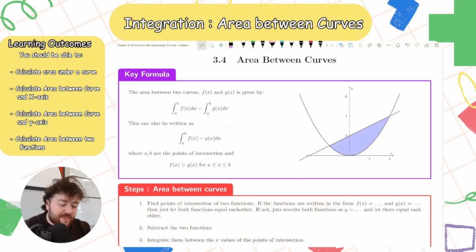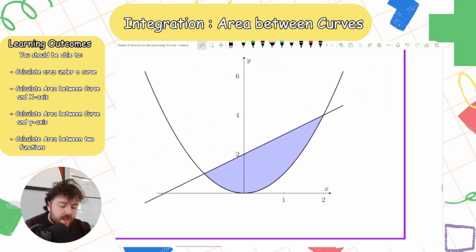Hello everyone. In this video, continuing on integration, we're now going to be looking at finding the area between two curves. Looking here, we have these two functions, and we're asked to find this shaded blue region. Now, how would we do this?